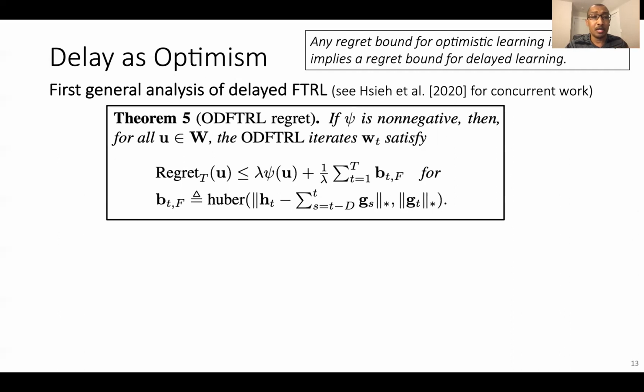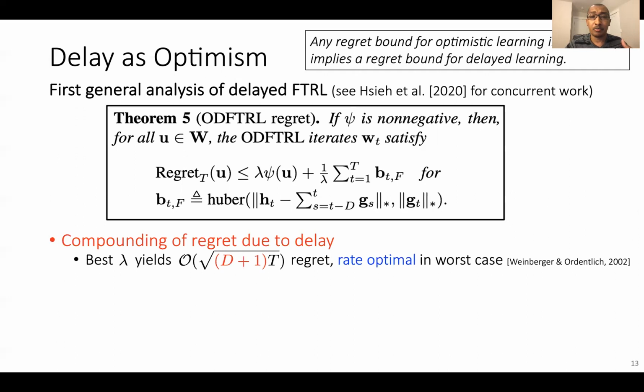Like what do we see here? Well, first, we see a compounding of regret due to delay. So these BTF terms, they correspond to those Huber functions. In the worst case, they have size d plus 1. And that means when we pick the optimal lambda parameter, the optimal regularization parameter, our regret is going to have size square root dT. Now, on the one hand, that is known to be rate optimal in the presence of delay. That's minimax optimal, optimal in the worst case in the presence of delay. But on the other hand, that should give us some pause, because it says that delay has a multiplicative impact on our regret, and so it could potentially lead to a much worse performance.